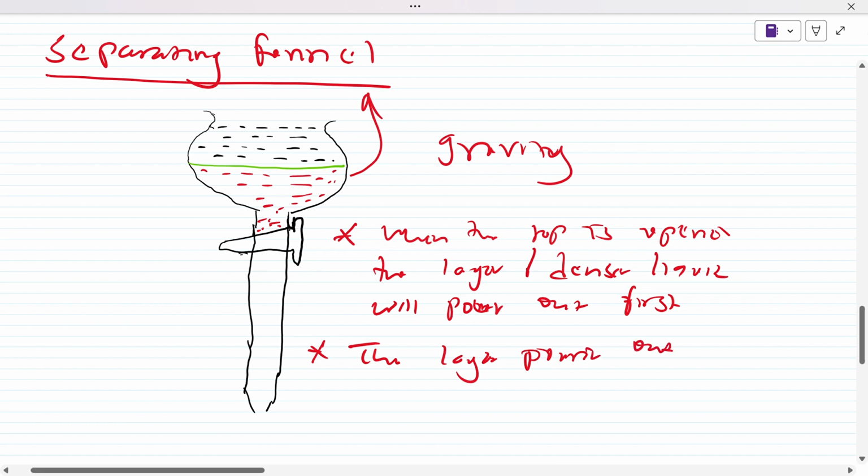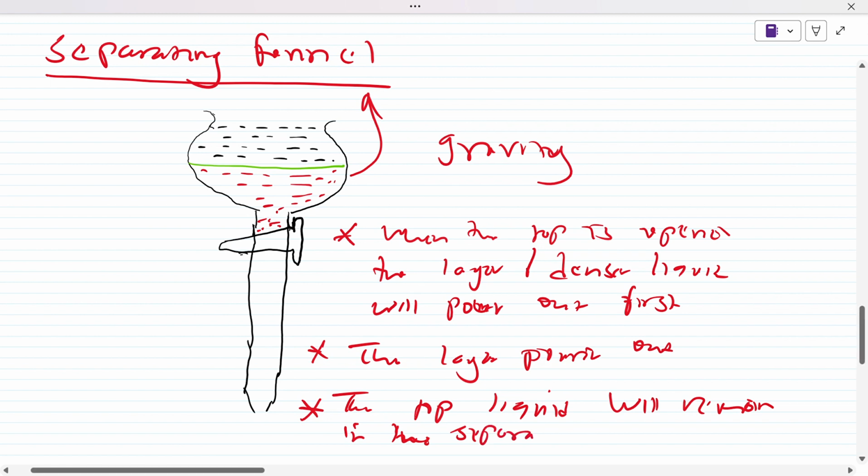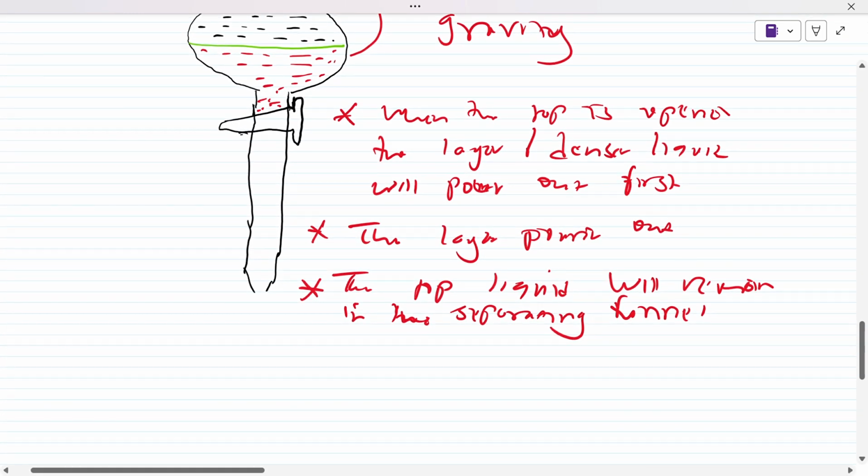When you're about to reach the layer, then lastly, the top liquid part will remain in the separating funnel. It will remain in the separating funnel. So when that happens, we say we have separated the two solutions.